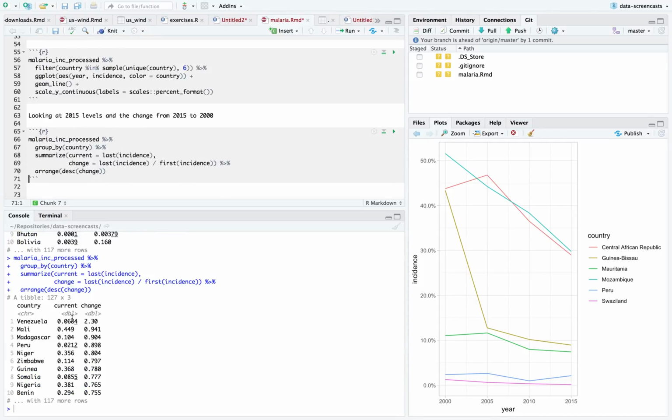Venezuela's level of malaria spiked by 2.3 fold. So more than twice as many people have malaria in 2015 as in 2000, according to these measurements. Most other countries, it's decreased. All right, that's relevant to know. Which countries have decreased the most?